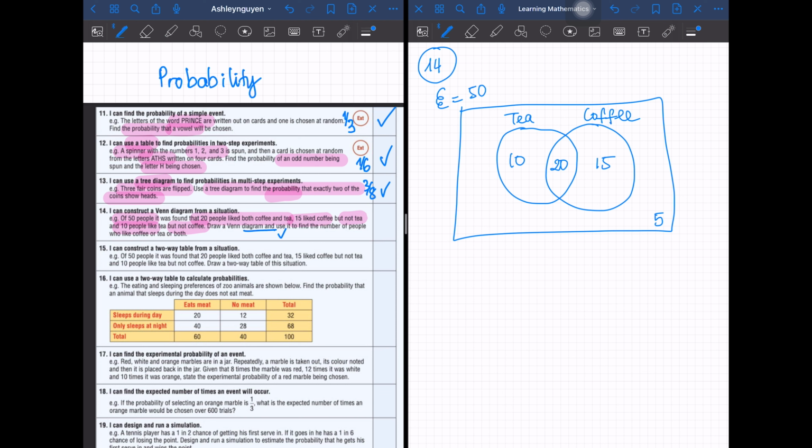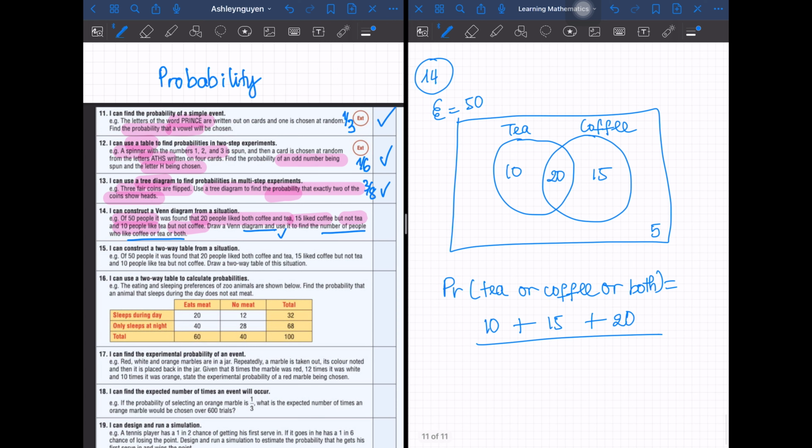Yep, we're done. Find the number of people who like coffee or tea or both. Remember, it's inclusive or, so you already include the intersection part here. So tea or coffee or both equals tea 10 plus coffee 15 plus both 20, over the whole population who were involved in the survey.